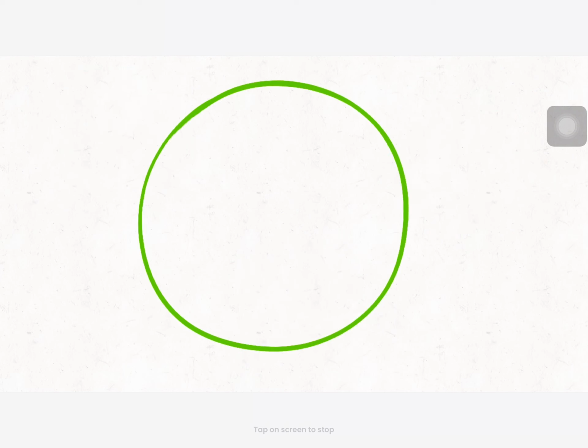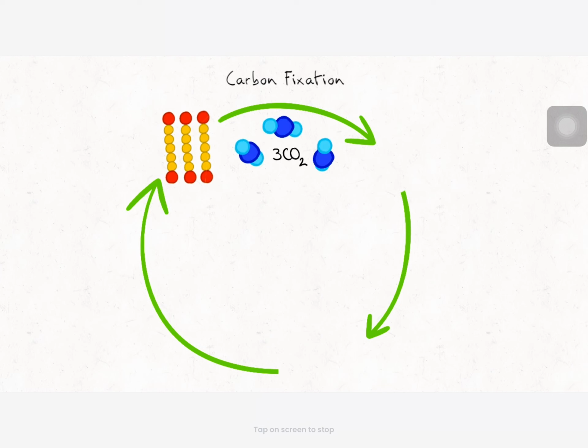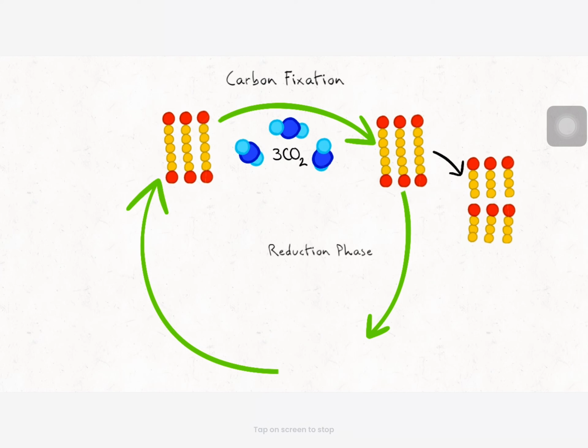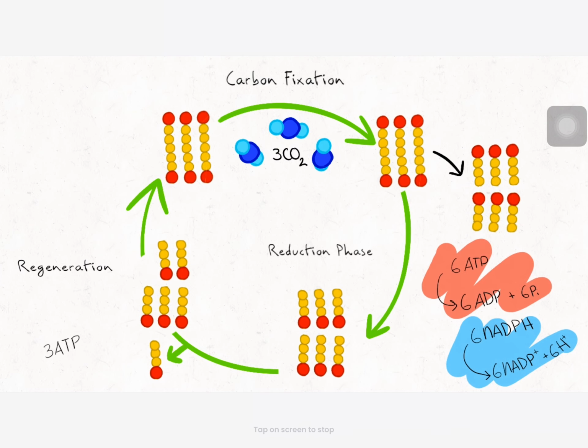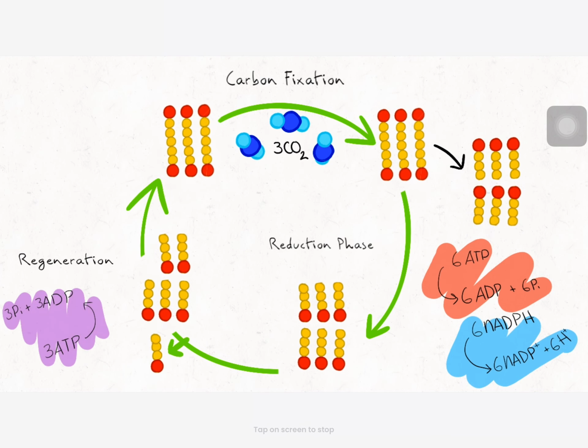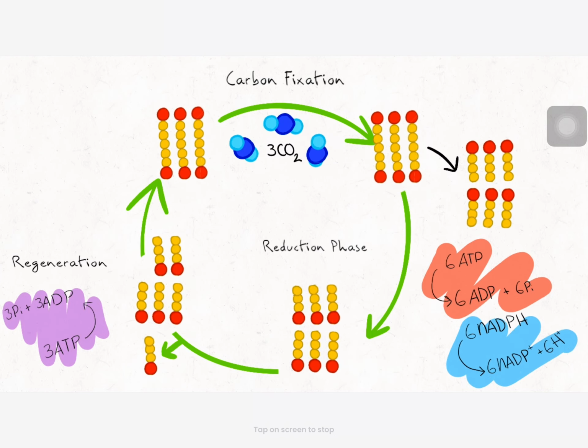The Calvin cycle has 3 phases. During carbon fixation, the enzyme Rubisco incorporates carbon dioxide into an organic molecule. In the reduction phase, the organic molecule is reduced. In the regeneration phase, RuBP, the molecule that starts the cycle, is regenerated so that the cycle can continue.